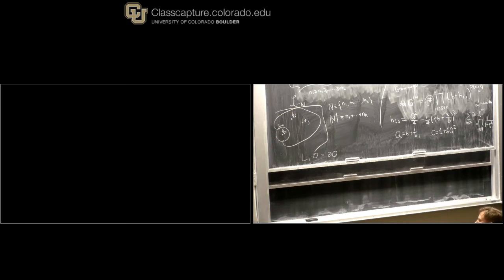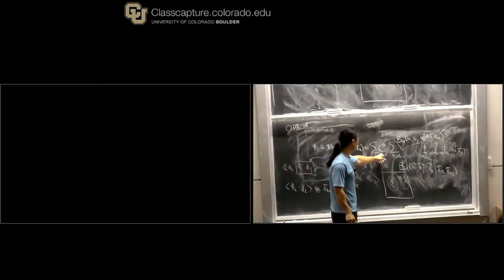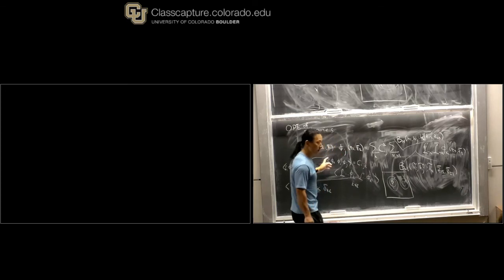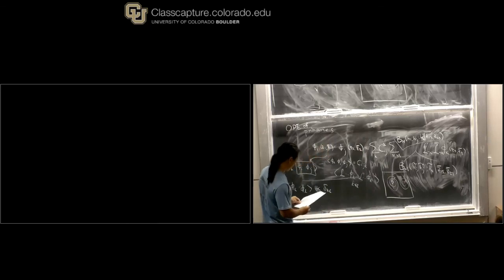Let me just summarize now. The OPE of the primaries are determined by a set of so far unknown coefficients which are related to the three-point functions of primaries, and the rest of the stuff can be complicated, but in principle can be determined by the Ward identities.